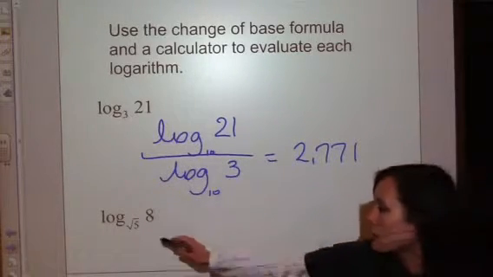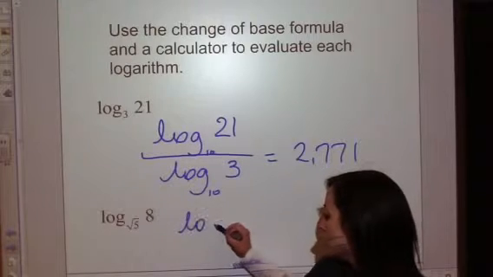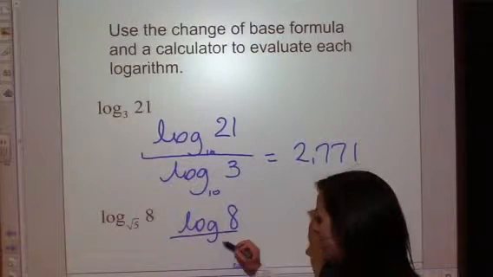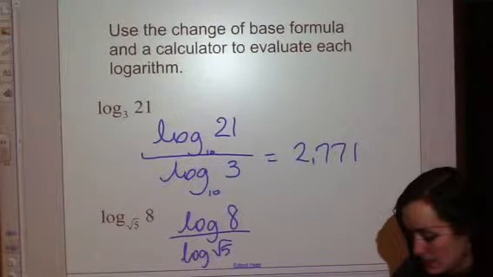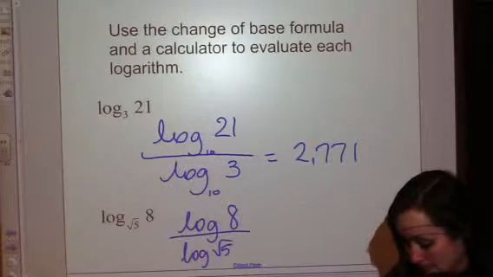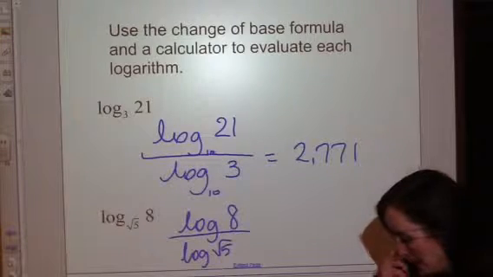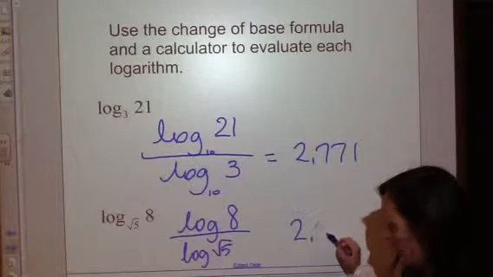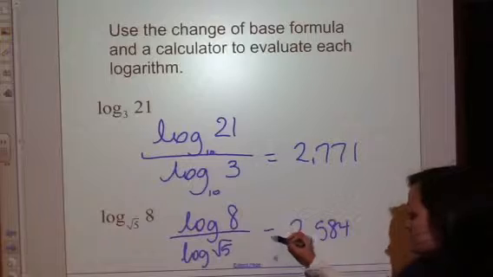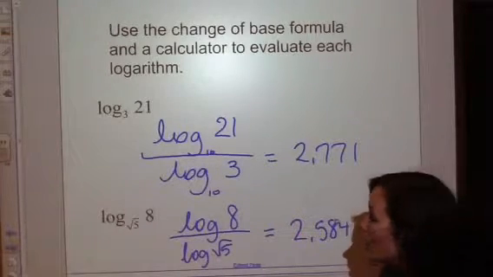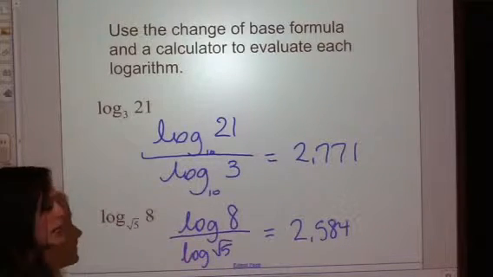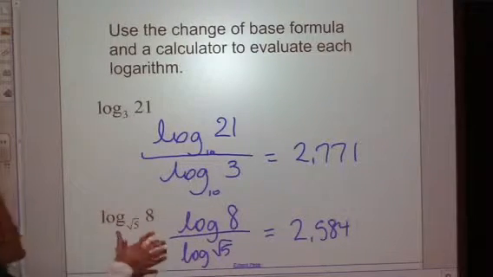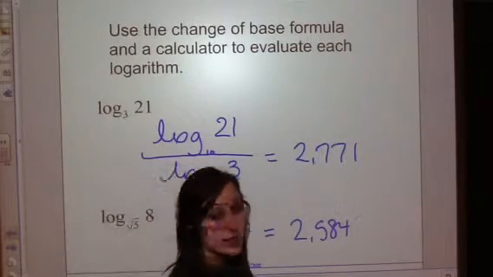So see if you can do the bottom one on your own. You would do log of 8 divided by log of the square root of 5. So type that in. And you get 2.584. You're done. Now, it's not always the smaller numerical value that goes on bottom. It's whatever your subscript is on the bottom. So watch that. And that is it for notes for next time.